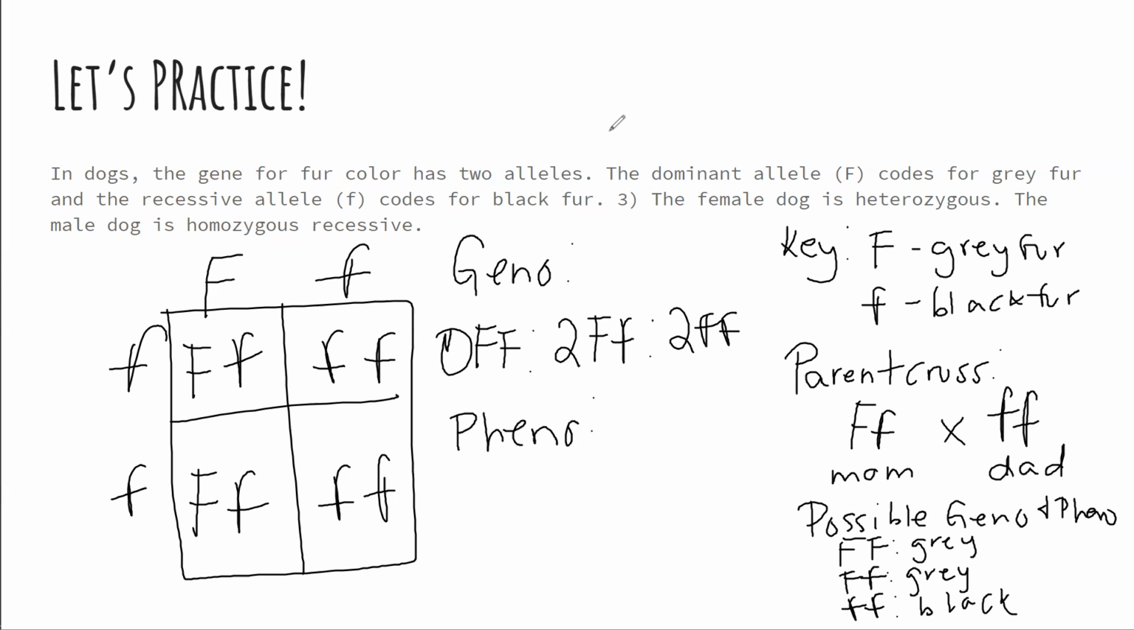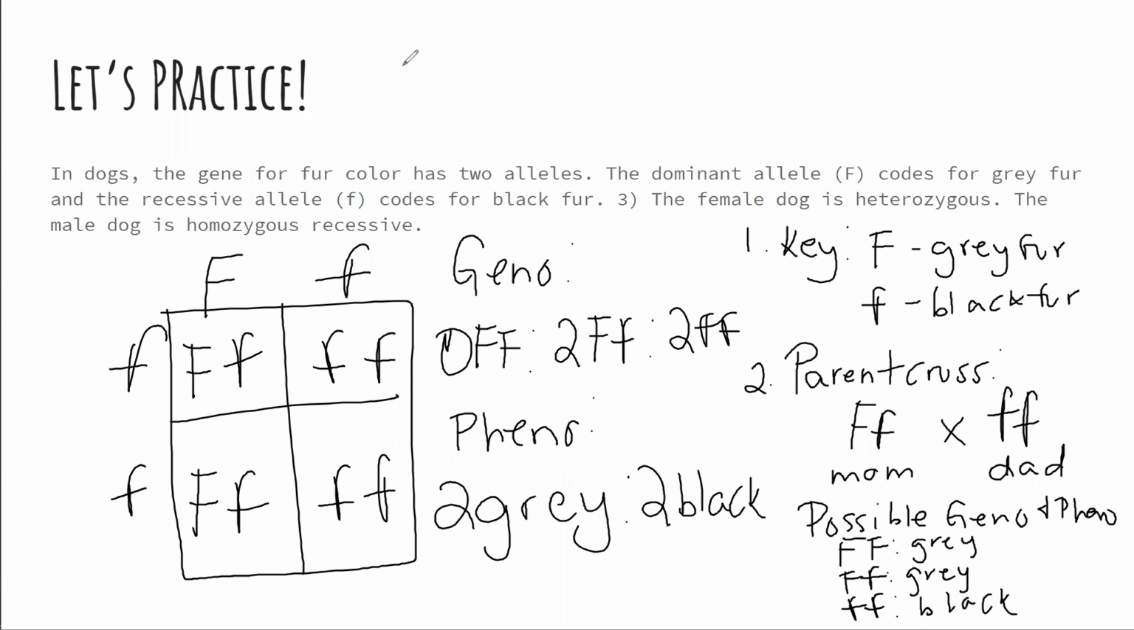Now let's figure out what this physically means. We know what the genes are. Now let's see what that actually shows. How many gray puppies do we have? Right, 2. So 2 gray. How many black puppies do we have? 2. This is how you're going to do a Punnett square every single time I give you one. You need to have your key, your parent cross, your possible phenotypes and genotypes, your Punnett square, your genotypic ratios, and your phenotypic ratios. You need 6 things every single time.